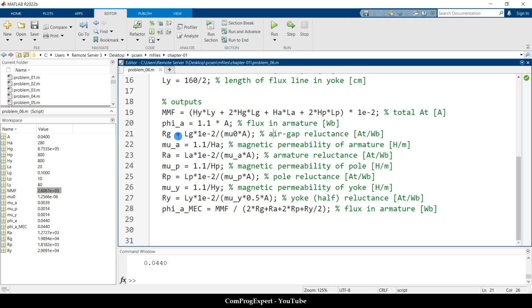Yes, simply we can write these equations. This is the reluctance of the air gap, the permeability of the armature, reluctance of the armature, permeability of the pole, reluctance of the pole, and this is the reluctance of the yoke. So we can calculate the armature flux using the magnetic equivalent circuit method. That is equal to this one. The total magnetomotive force divided by the reluctance, right?